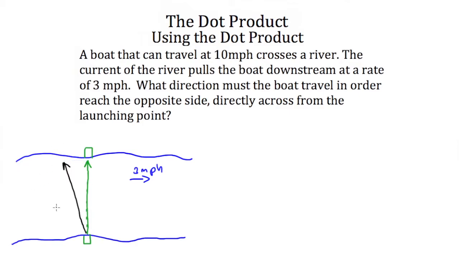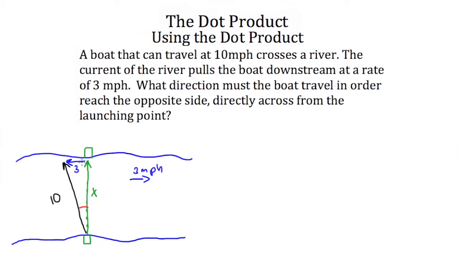So if my boat travels at 10 miles per hour, which is this black vector, then I want some of this 10 miles per hour to fight the 3 mile an hour current. So if we say that we're going to move in the negative x direction 3, and then we're going to move some miles per hour in the y direction to get directly across. The idea is to find this angle.